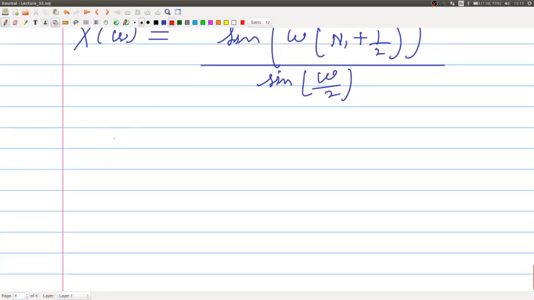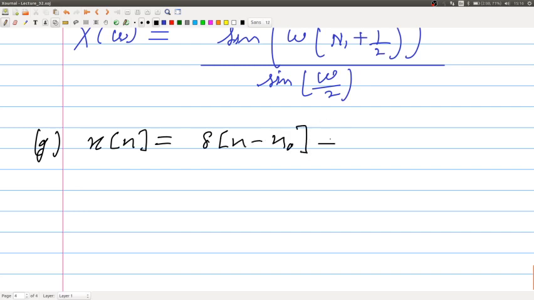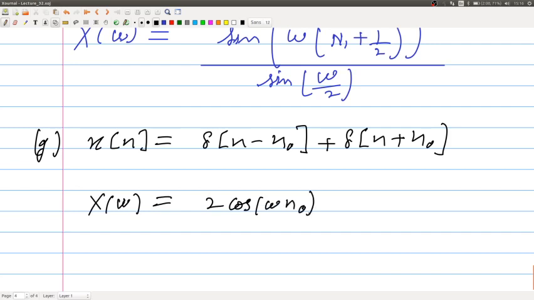Let me give you another 2 examples and then we will stop this DTFT part. So if x of n is delta of n minus n naught plus delta of n plus n naught, this is quite straightforward. You should be able to show that this comes out to be cos omega n naught.